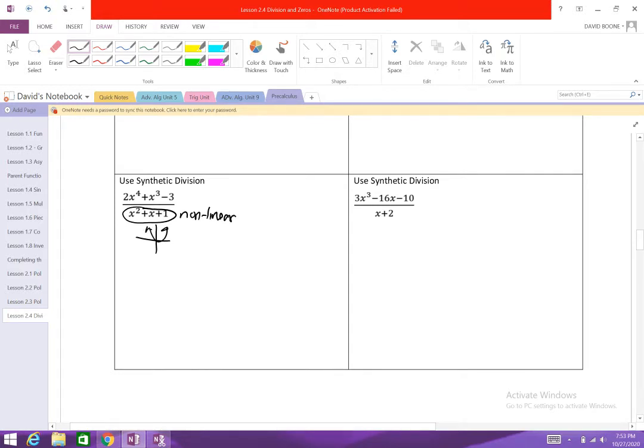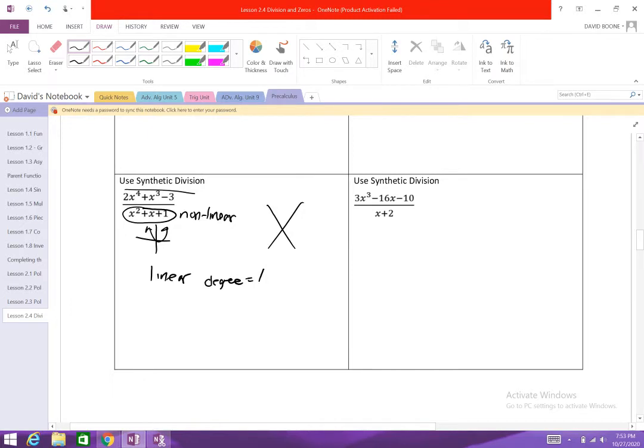So that's the problem with synthetic division. You can't do it when your divisor is nonlinear. Linear means the degree of the divisor has to be 1. So kind of tricked you there. Can't do this one with synthetic division. You'd have to go and do this with long division.